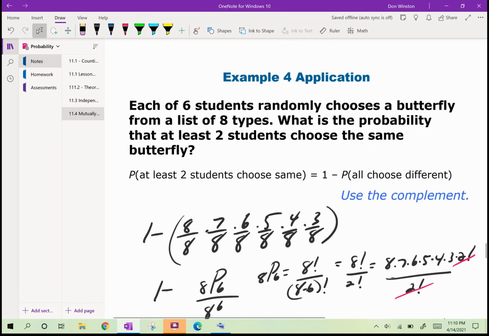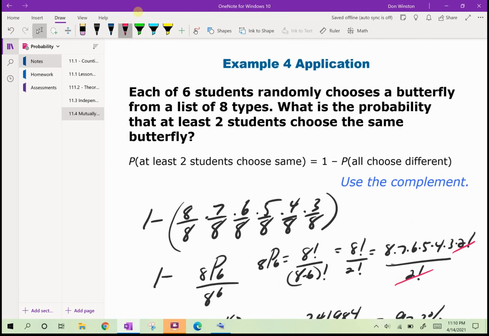So you have 8 butterflies. So the first student can choose any of the 8. But then the second student has to choose a different butterfly, and they can do that in 7 ways. So they can choose any one, 7 out of 8. And then the third student has to choose a butterfly that is different than the other 2 students. So they have 6 ways they can do that. So 6 out of 8. And we go on down the line.